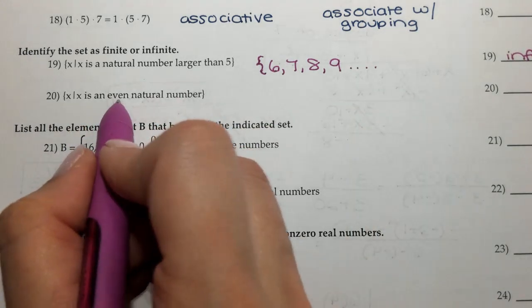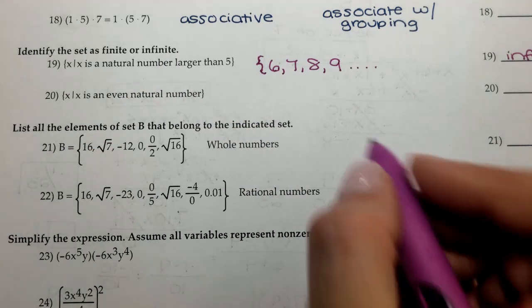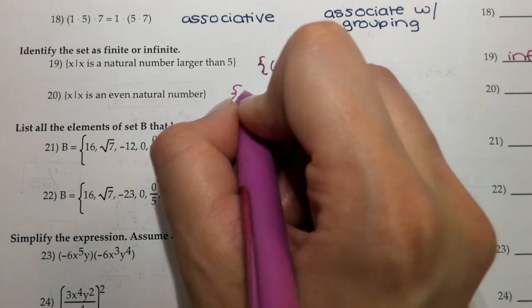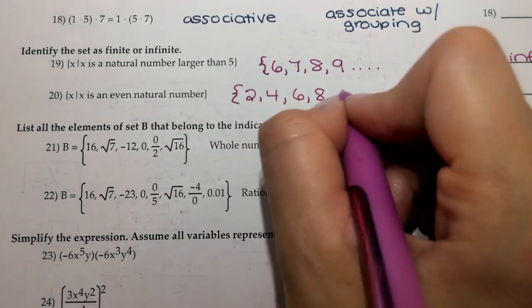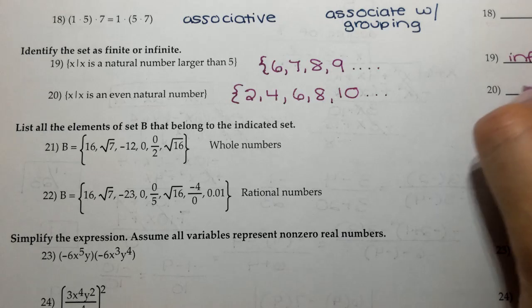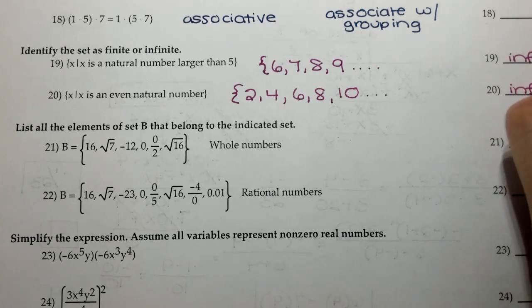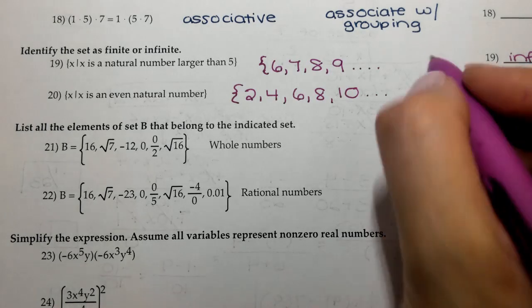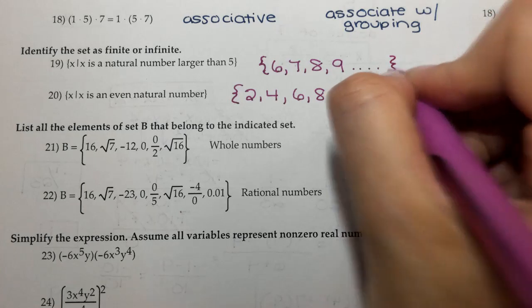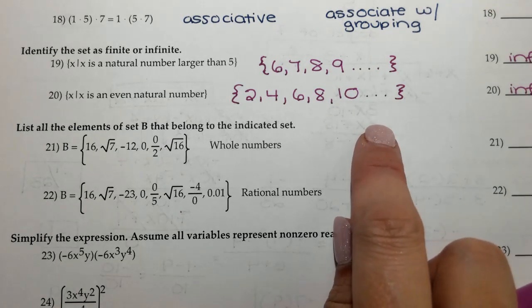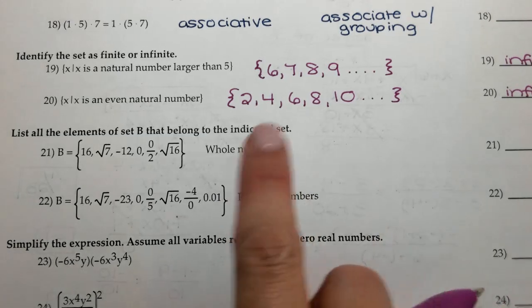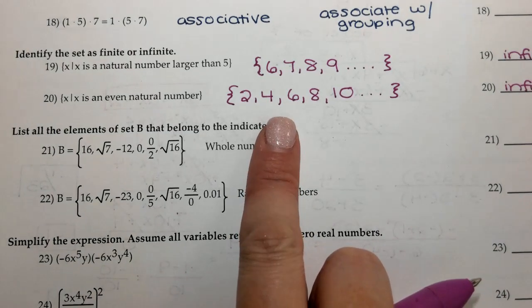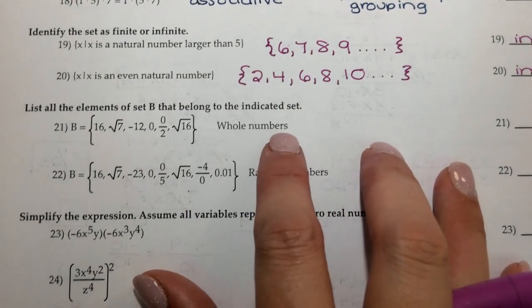X is an even natural number. So again, our first even natural number is 2, and then 4, and then 6, and then 8, and then 10, and it would keep going. So this as well is infinite. So even though we don't have an ending, you can still have infinite, for example, if it's a fraction, because the denominator in the fraction can be as large and the number can be as small as possible.